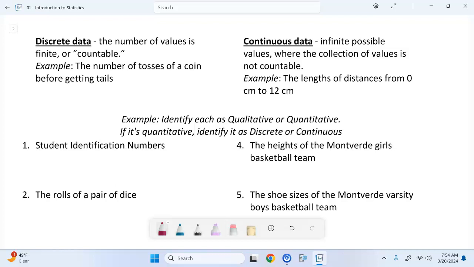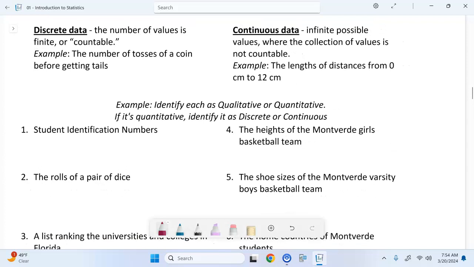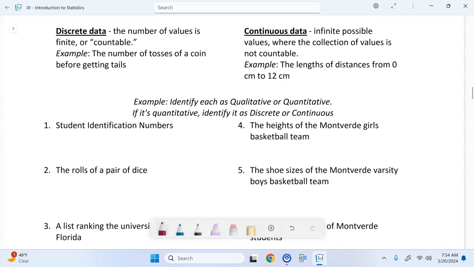Most of the time, not always, but most of the time, we're looking at length and we're looking at time. So, let's look through each of these lists, these values, and we want to determine whether it is qualitative or quantitative data. And if it's quantitative, we want to identify it as being discrete or continuous.